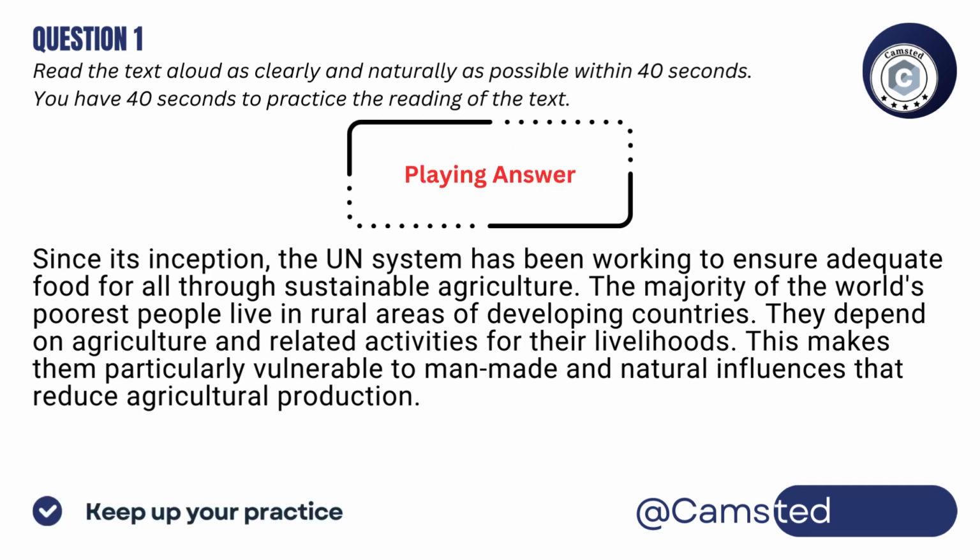Since its inception, the UN system has been working to ensure adequate food for all through sustainable agriculture. The majority of the world's poorest people live in rural areas of developing countries. They depend on agriculture and related activities for their livelihoods. This makes them particularly vulnerable to man-made and natural influences that reduce agricultural production.